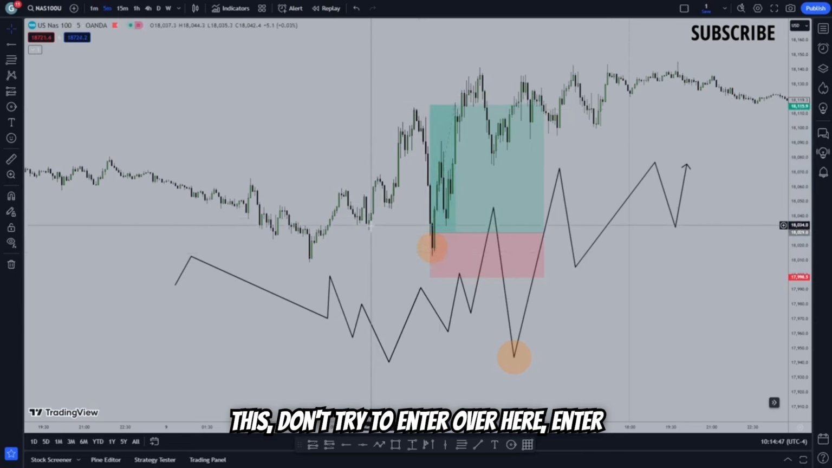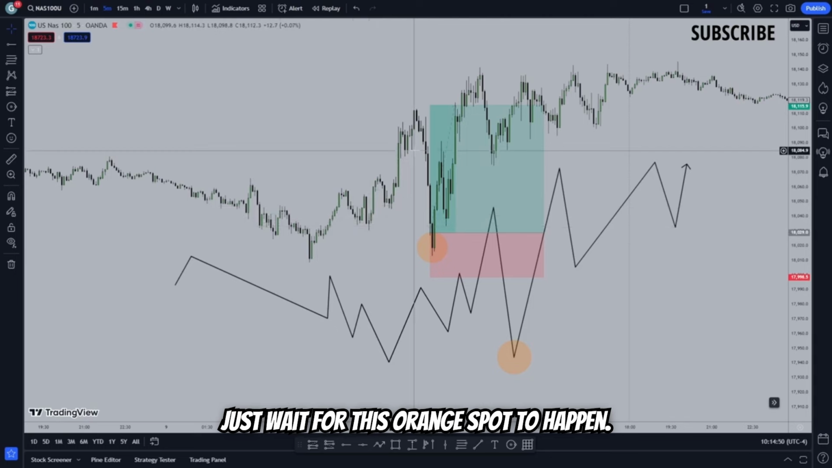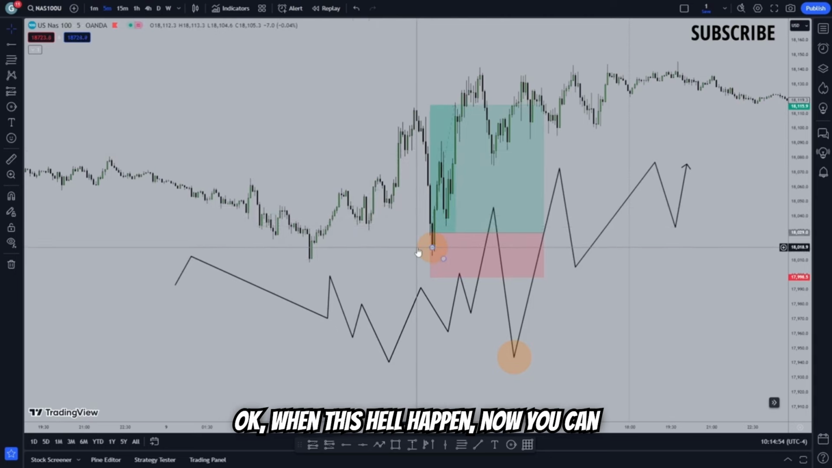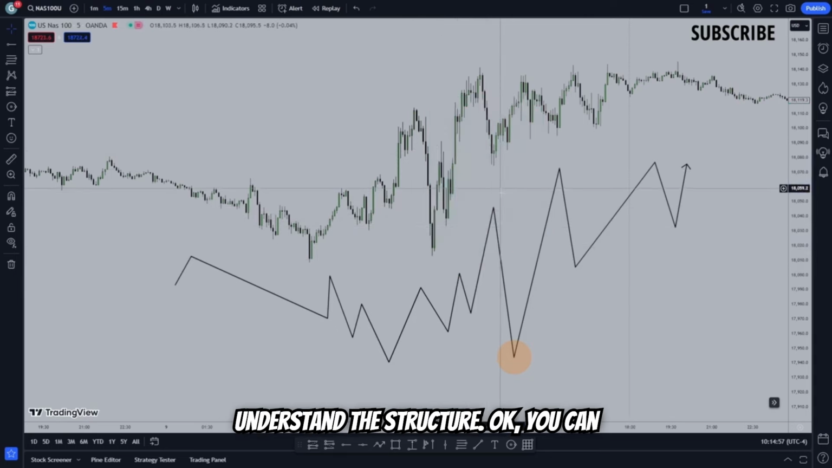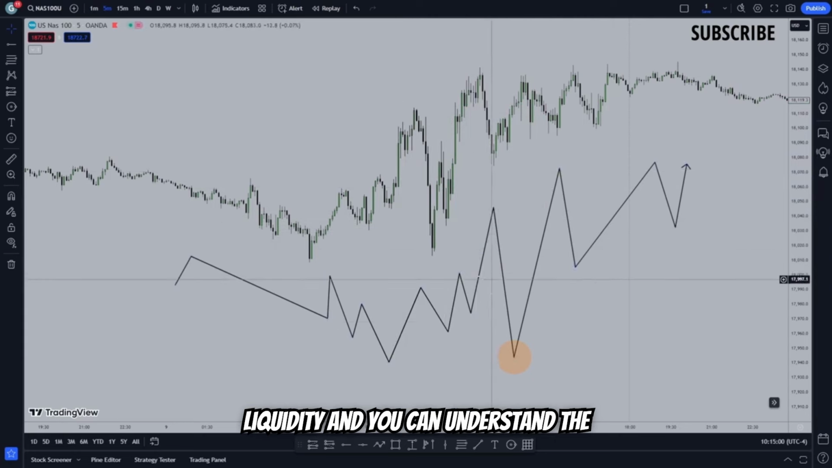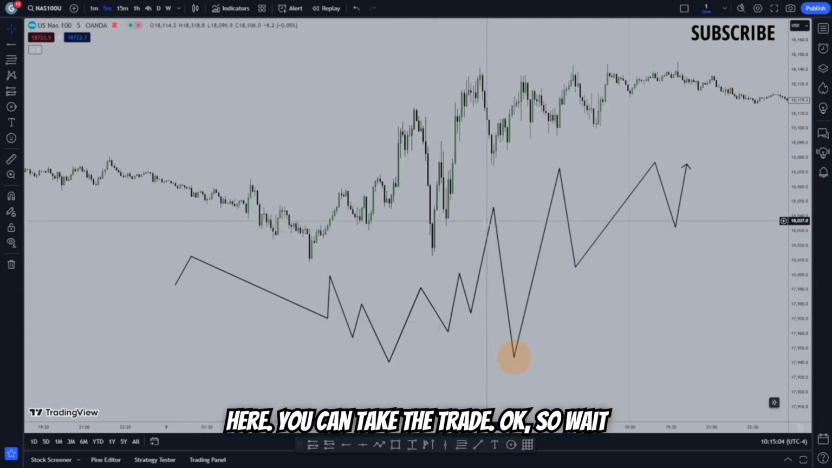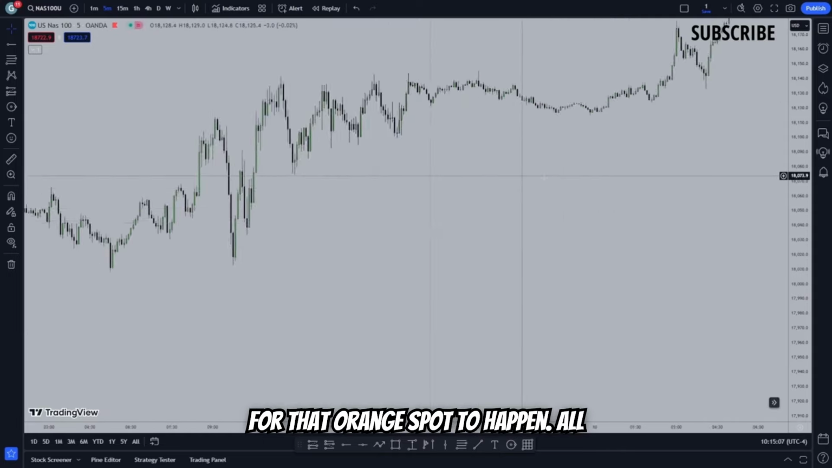Don't try to enter over here; take the entry from this. Just wait for this orange spot to happen. When this happens, you can understand the structure. You can know that the price is taking the liquidity, and you can understand that the structure which I taught is working over here. You can take the trade. So wait for that orange spot to happen.